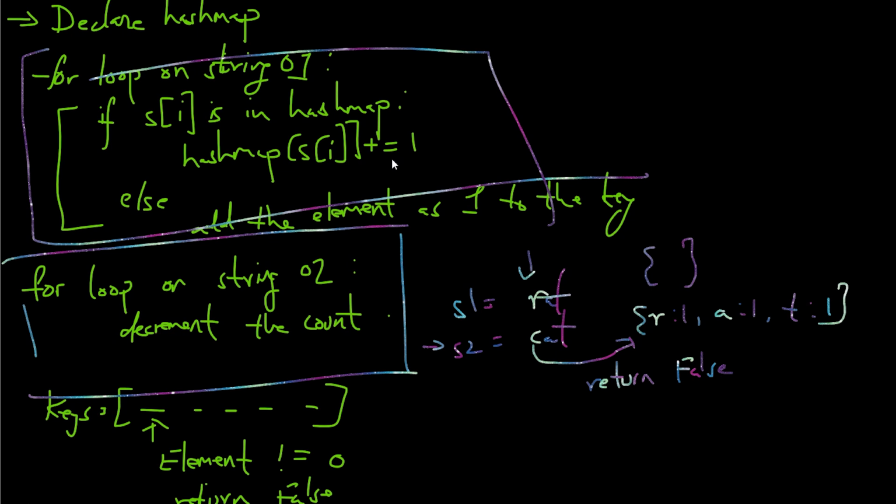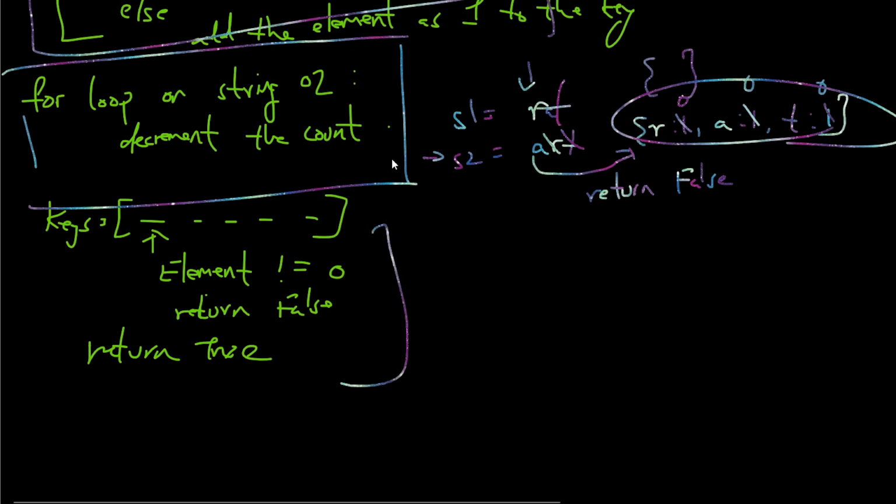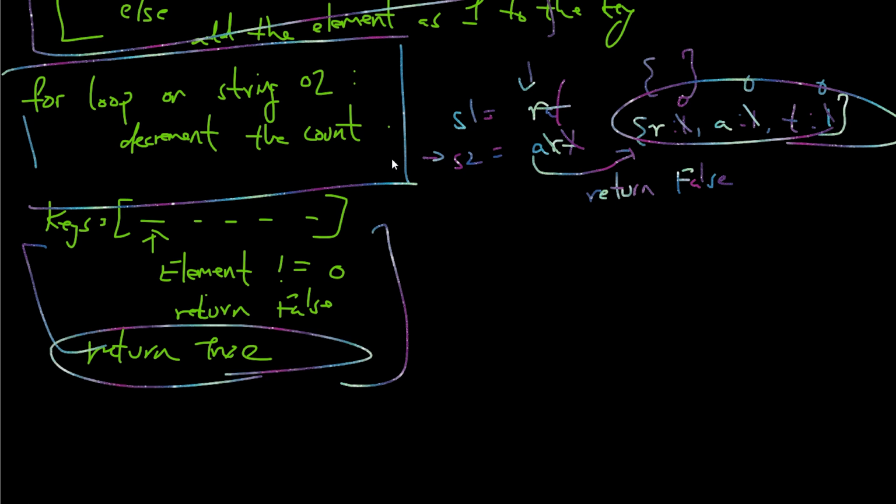But now let us take an example like ART. So this is a valid anagram. It checks for A, yes, so decrement it to 0. Checks for R, decrement to 0. Checks for T, decrement to 0. Now all of the values are 0. Then this final condition works. It will check for the keys, and if any element is not equal to 0, it is going to return false, else return true, that it is a valid anagram, as a base condition.